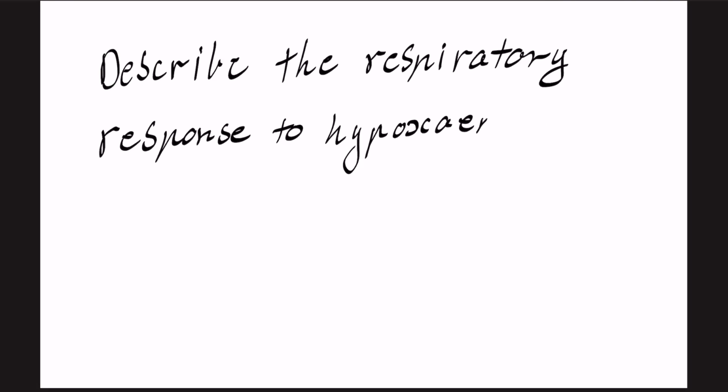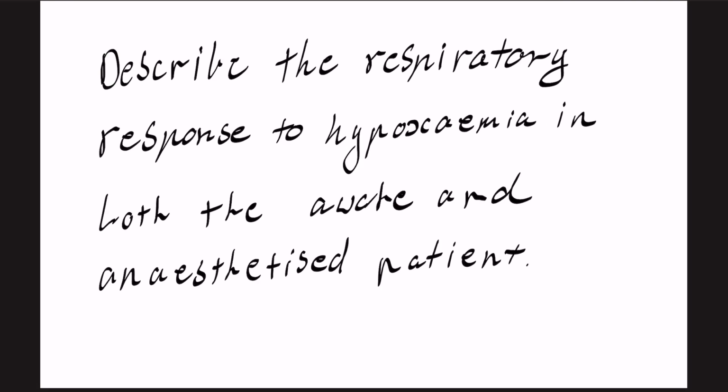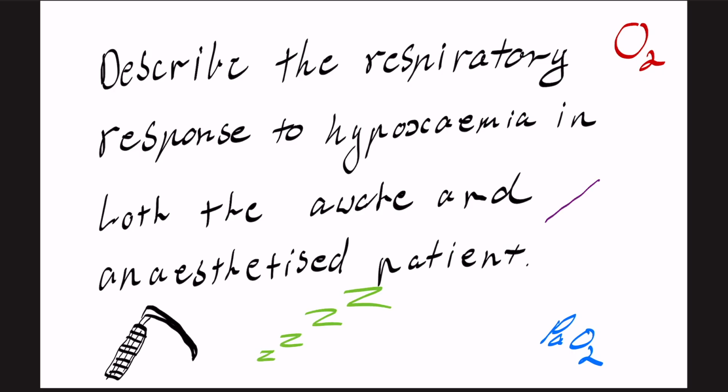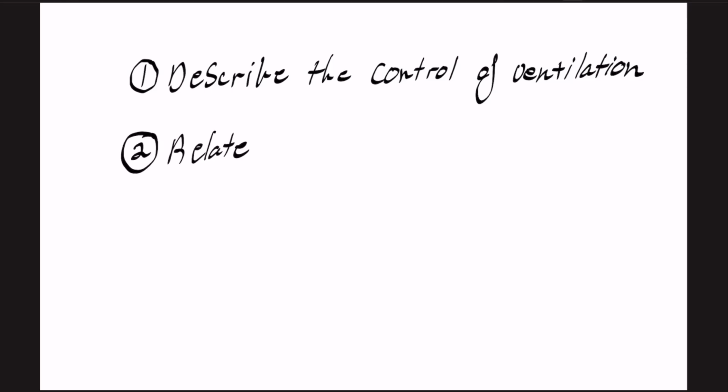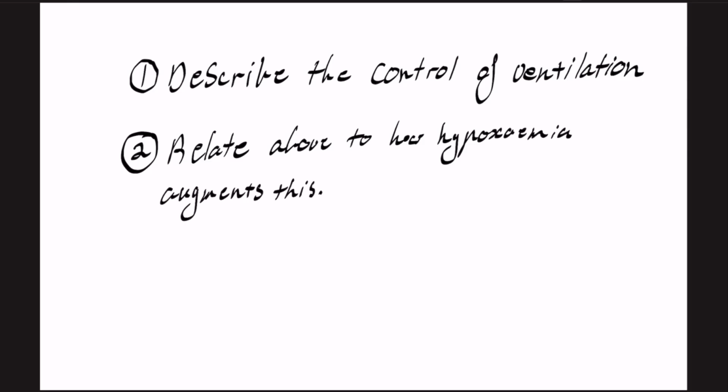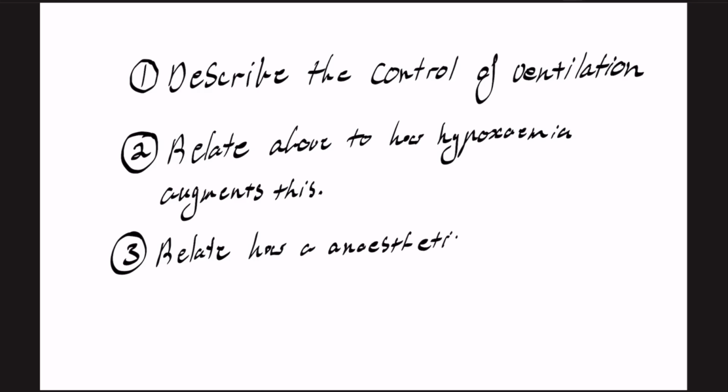Hey everyone, today I'm going to talk about the question: describe the respiratory response to hypoxemia in both the awake and anaesthetised patient. The way I interpret this question is that the examiner wants us to describe the control of ventilation, because if you understand the control of ventilation, then you can understand how hypoxemia would augment this. And then by describing all of this, you can understand how an anaesthetic given to a patient could augment the control of ventilation and the effects of hypoxemia on this.